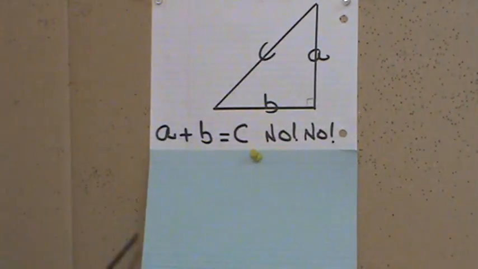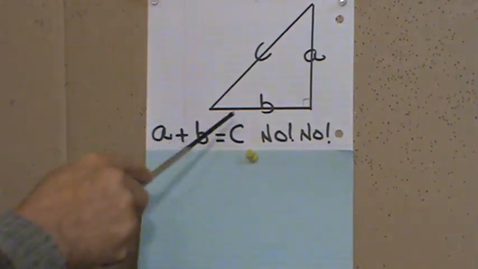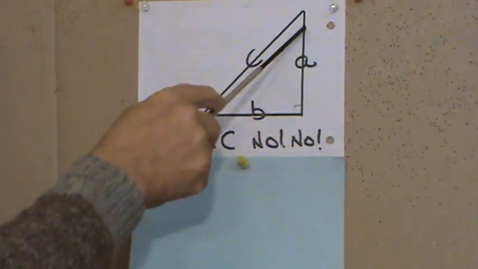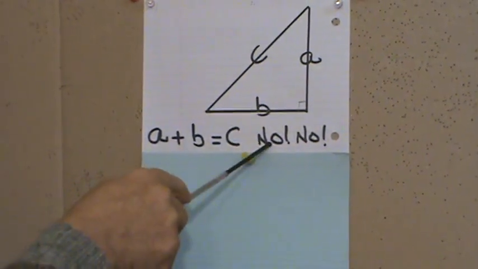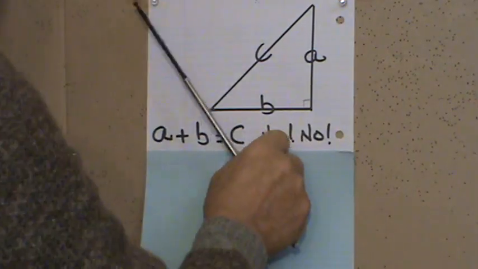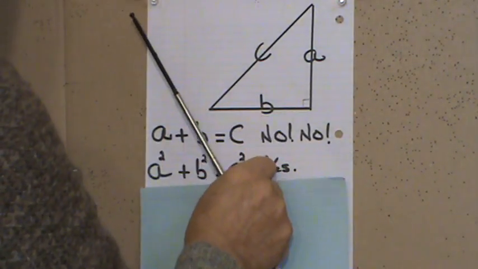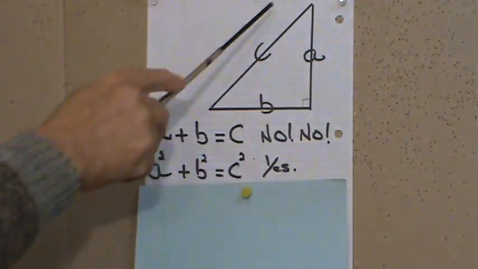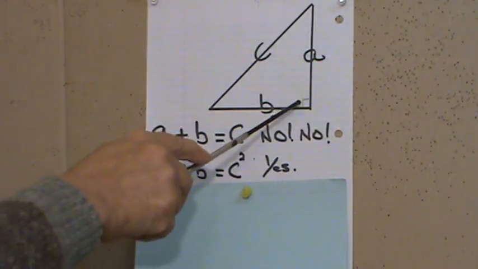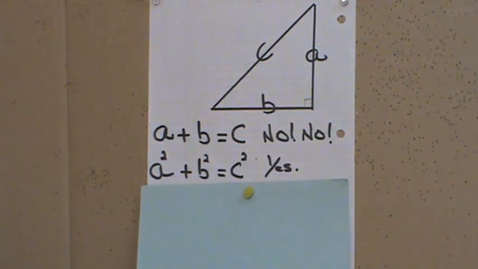This is a right triangle, all right? As I already mentioned, the relation between the sides of this right triangle is not that a plus b equals c. No. The relation is that a squared plus b squared equals c squared. That is the relation of the sides of a right triangle.